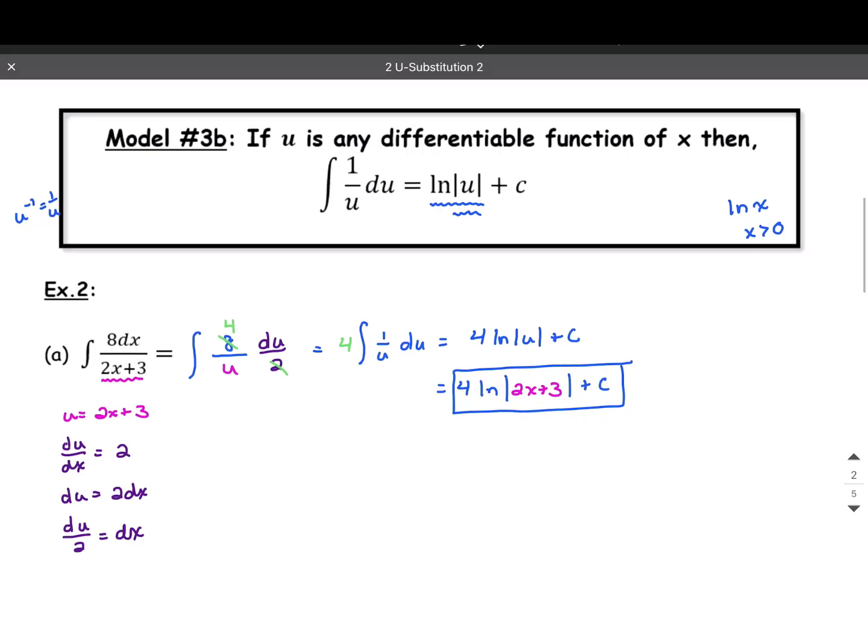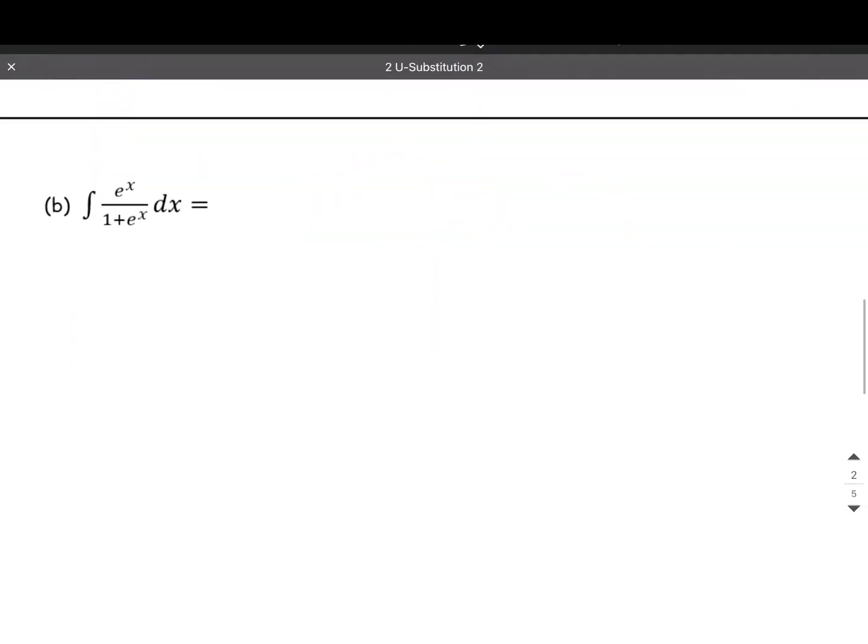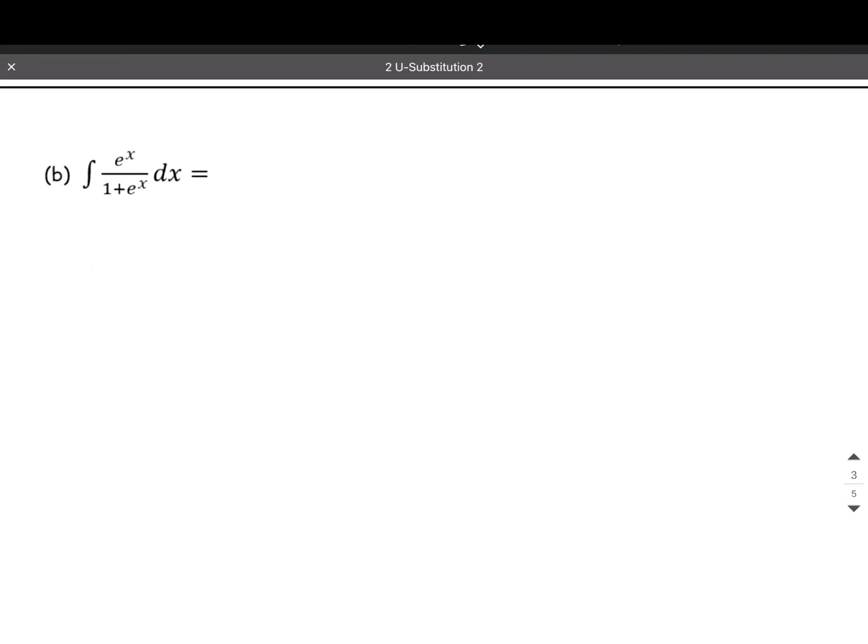Let's try another one. Oh, this one looks scary. The integral of e to the x over 1 plus e to the x. Oh my goodness, what's our u going to be? Well, remember we said when we're not sure, do we have anything messy raised to an exponent? No, I don't. Do I have a denominator? Yes, I do. So we're going to let u be that 1 plus e to the x.